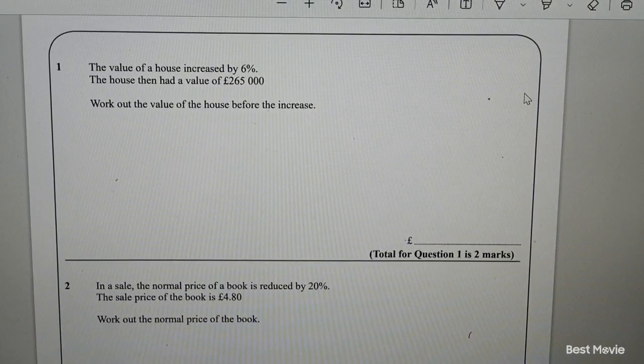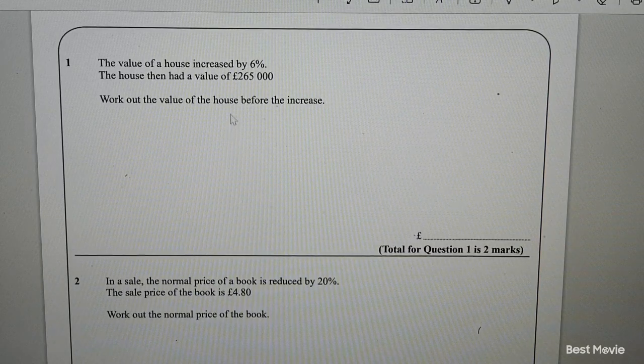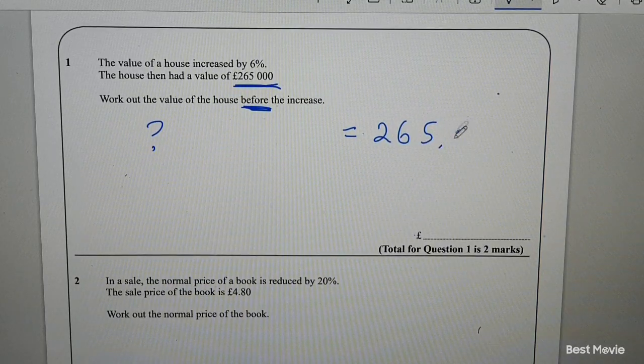First question. The value of a house increased by 6%. The house then had a value of 265,000. Work out the value of the house before the increase. So underline the keyword: before the increase, it was worth something, and then it is now worth 265,000. Okay. It was increased by 6%.